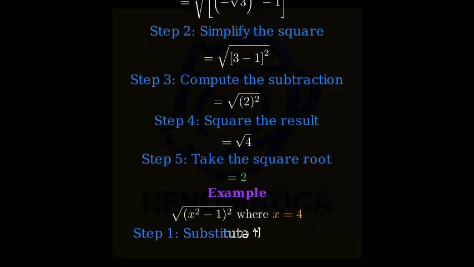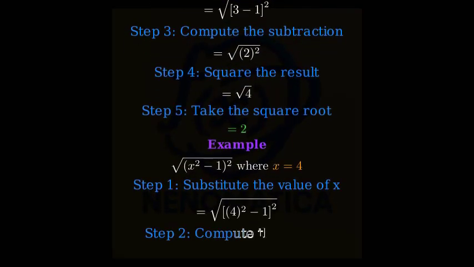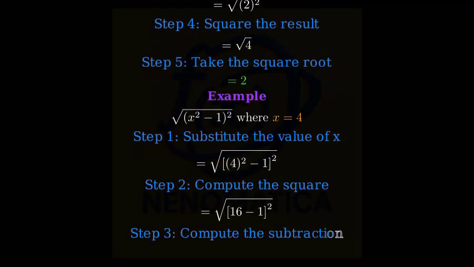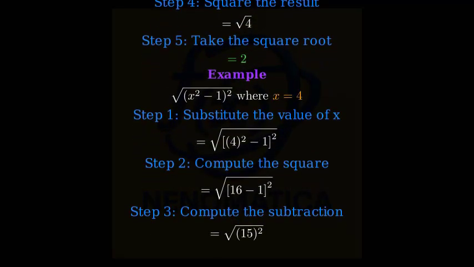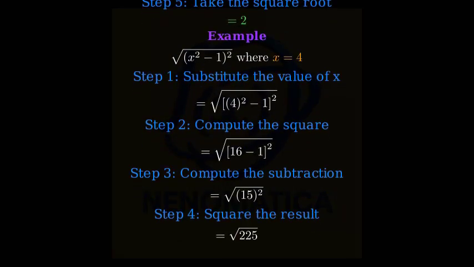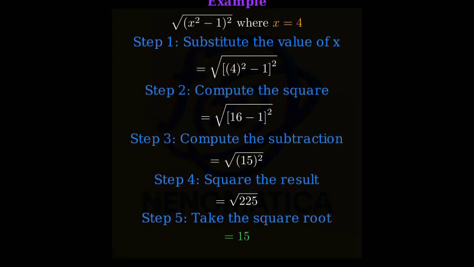Again, we'll solve step by step. First, substitute x equals 4 into our expression. Next, let's compute 4 squared, which is 16. Now we calculate 16 minus 1, which equals 15. Next, we square 15, which gives us 225. Finally, we take the square root of 225, which gives us 15.